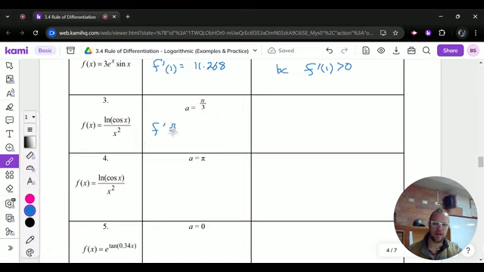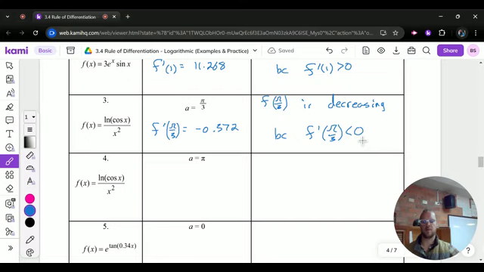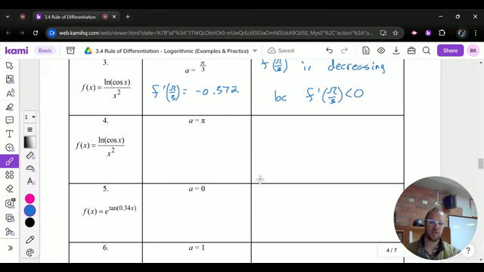So f prime of pi over 3 here is going to be equal to -0.372. Now, because that's negative, what does that tell us? Well, it tells us that f at pi over 3, or f of x at pi over 3, if you prefer, is decreasing. And it is decreasing because f prime of pi over 3 is less than 0. Remember, that's always our reasoning, so we want to make sure we include that. So in this case, derivative's negative, original function is decreasing.